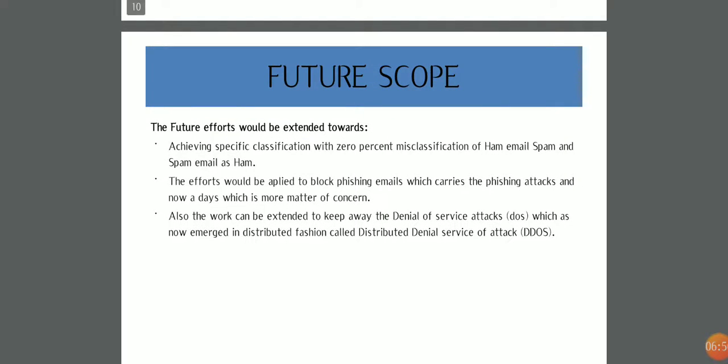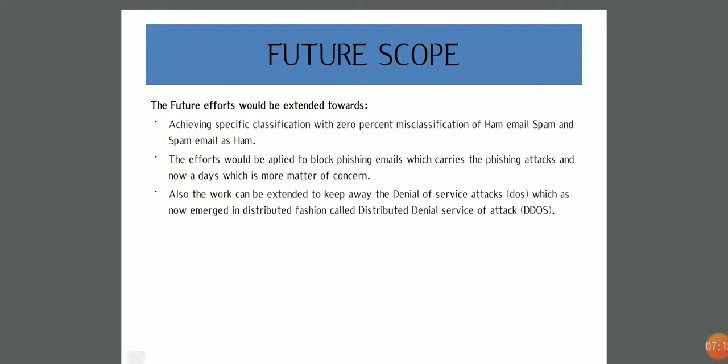Now let us see the future scope. The future efforts would be extended towards achieving the specific classification with 0% misclassification of ham as spam and spam email as ham. The efforts would be applied to blocking phishing emails, which carry phishing attacks and are nowadays a greater matter of concern. Also, the work can be extended to keep away denial of service attacks, which have now emerged in a distributed fashion, called distributed denial of service attacks.